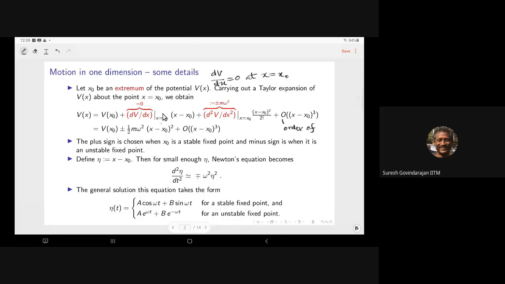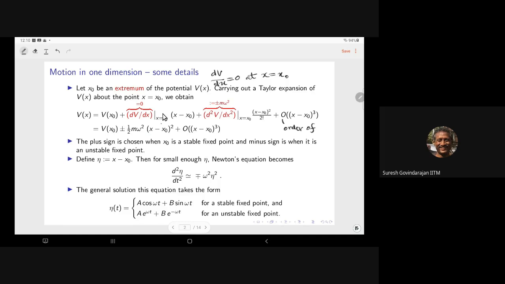So this is a definition of m omega square. I put plus and minus because d square V by dx square at x equal to x naught can have both signs. It can be positive, it can be negative. Depending on that, I want omega to be real. So V naught plus half m omega square x minus x naught whole square plus order x minus x naught cube. So this is just the expansion.